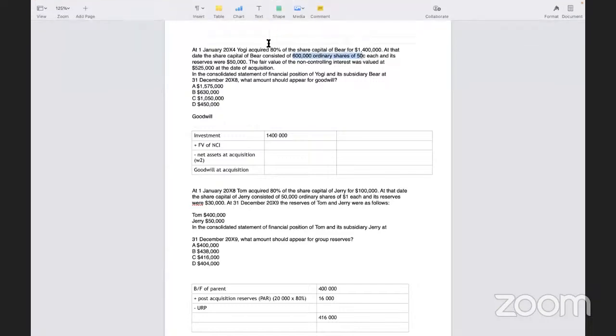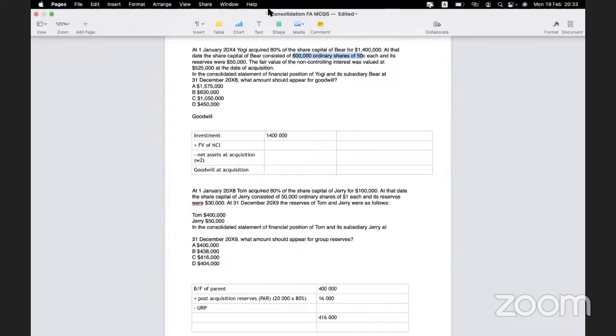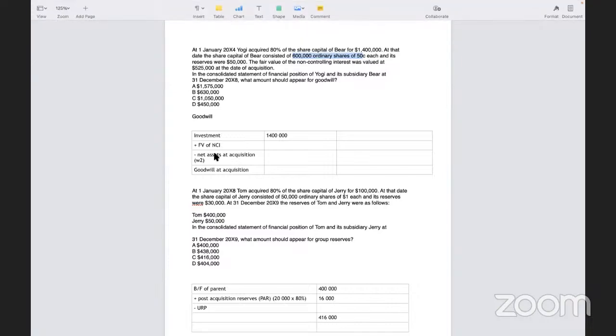Okay, now see, the share capital of B is needed for this working number 2, net assets at acquisition. I taught you last week, what is net asset? Net asset means equity. Share capital is part of equity, no? So we need that one over here. Share capital, right? How many shares? 600,000 shares at 50 cents. That means the answer will be 300,000.